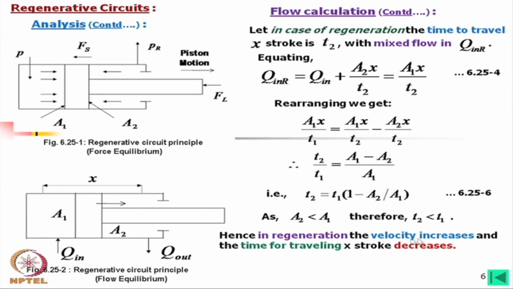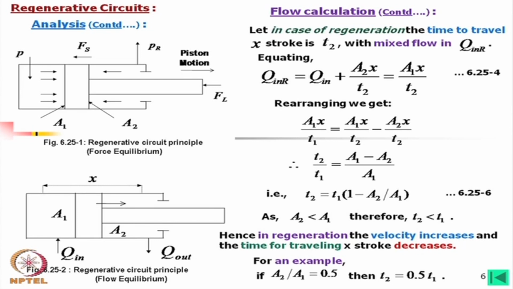Hence, in regeneration the velocity increases, and the time of travelling the x stroke decreases. This is the x length, the x stroke decreases.